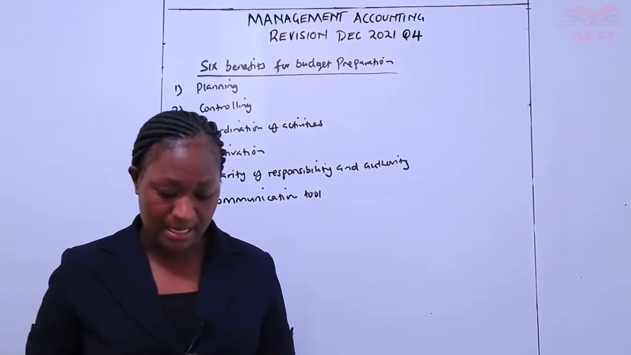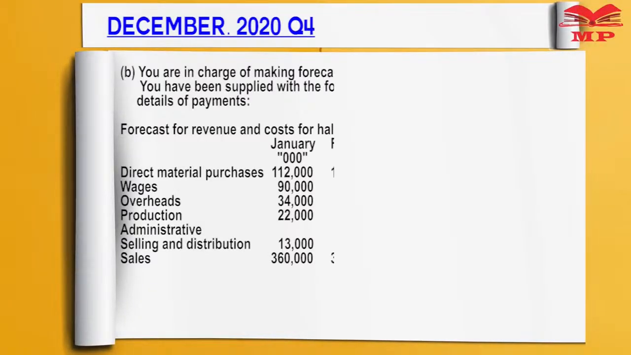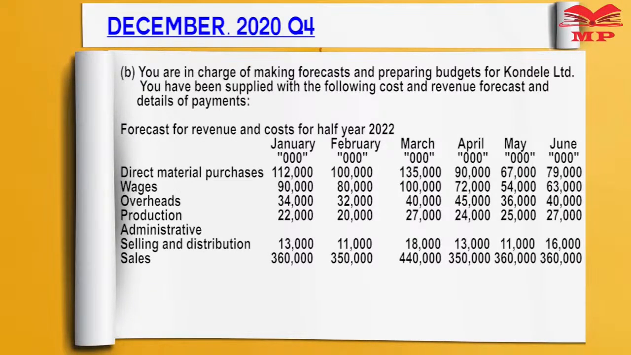That was part A of question number 4. Then we move on to part B. We are told that you are in charge of making forecasts and preparing budgets for Condé Limited. You have been supplied with the following cost and revenue forecast and details of payment. So we have been given a forecast for revenue and cost for half year of 2022. The details are beginning from January to June of the year 2022, and then we have additional information.